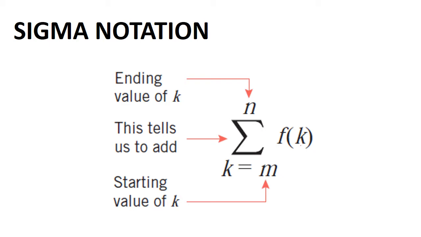Ang index natin is k. Ibig sabihin, nagbabago yung value ng function natin depende dun sa gagamitin natin or value ng k na index. And as what I've said a while ago, yung lower limit, doon tayo nagsisimula, and the upper limit is doon tayo nagtatapos. And the sigma notation, of course, tells us to add everything.